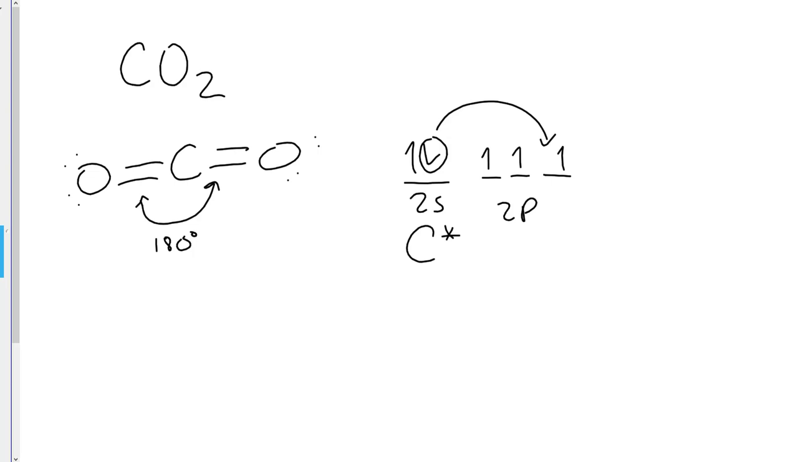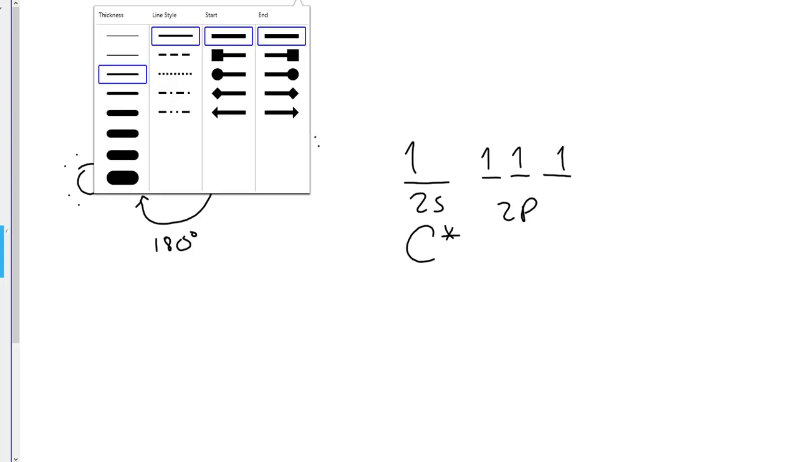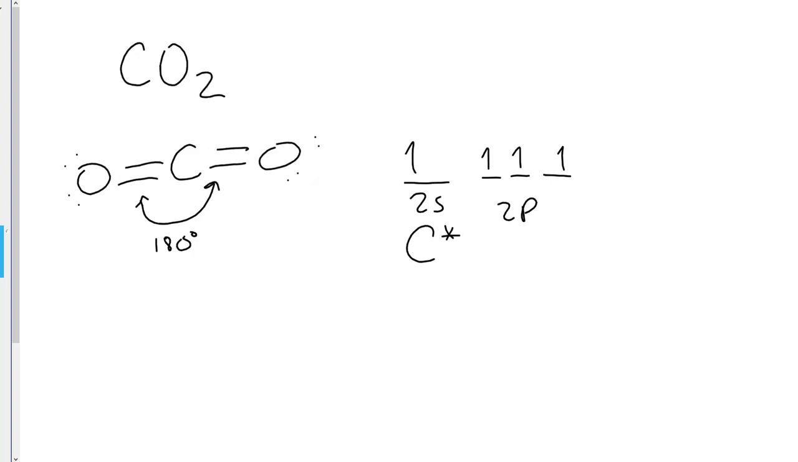Erase that, get it out of our way. Now how many bonds can carbon make? 4. Okay, that's great. So we've got 4 bonds. Here's the problem that we still have. If we draw this out, I've got an s around carbon. That's a sphere.